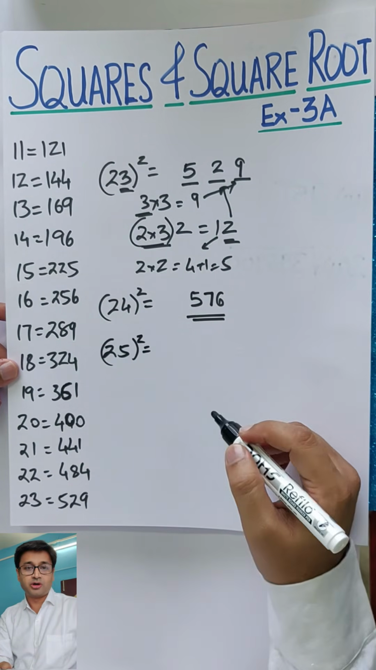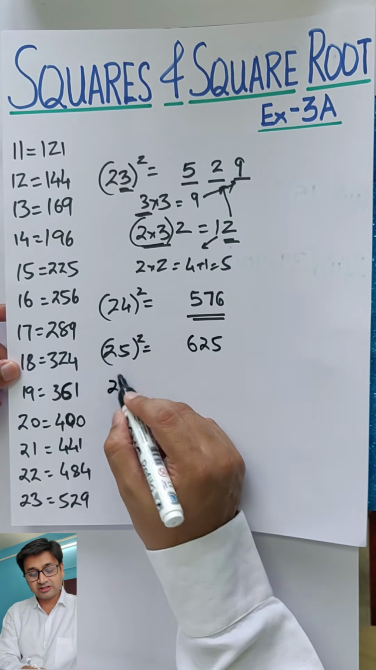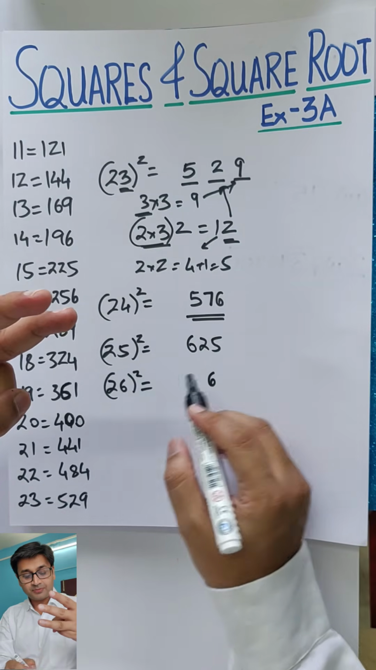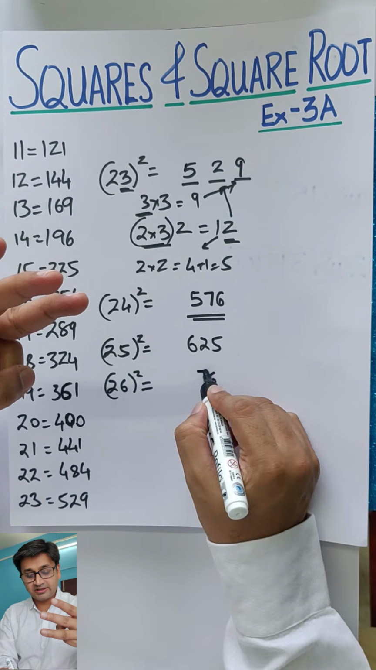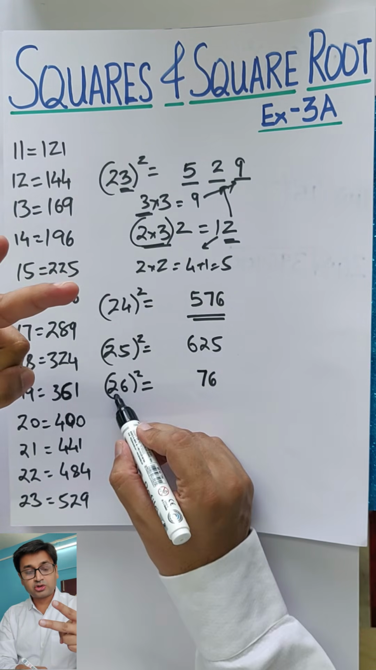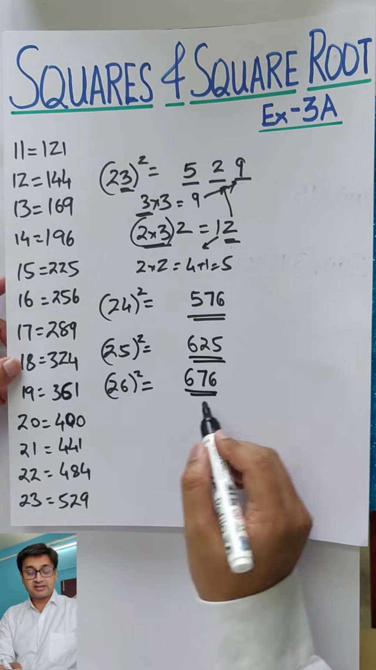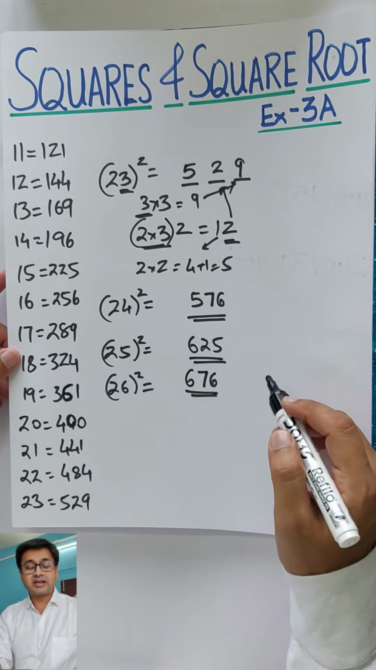Come on, pause the video on your own. In fact, many of you must be knowing that this is 625. So let's try 26. 6 square, 36, 3 carry over. 6 twos are 12, 12 twos are 24. 24 plus 3, 27. So 2 carry over. 2 square 4, 5 and 1, 6. So 676. This can help you to calculate your squares directly without going and calculating it.